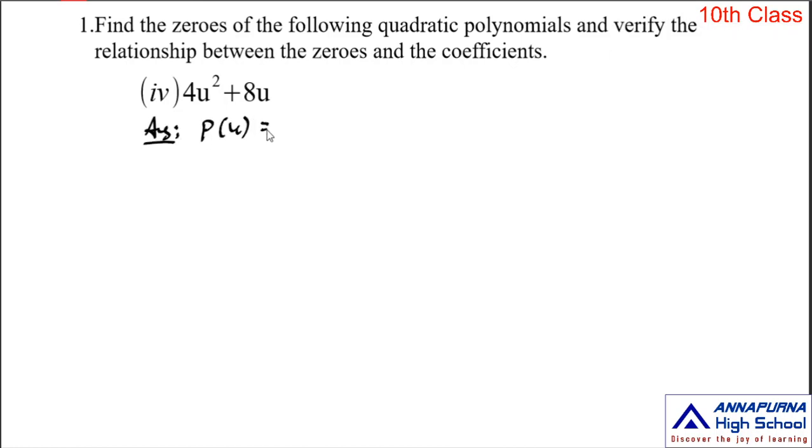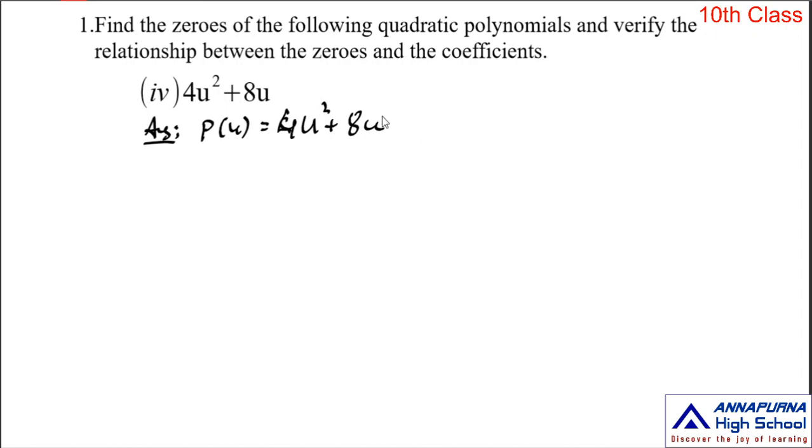The given quadratic polynomial p of u is equal to 4u square plus 8u. Observe that polynomial, is it in standard form? No. Why? Because in a quadratic polynomial we have 3 terms, but here we observe only 2 terms, the u square term and the u term. Where is the constant? There is no constant. That means it is not in standard form. Actually, in case it is not in standard form, you replace the missing term by 0. But here it is not important.